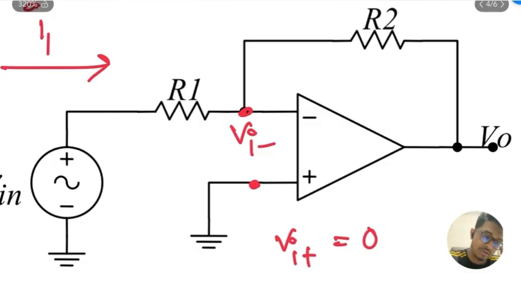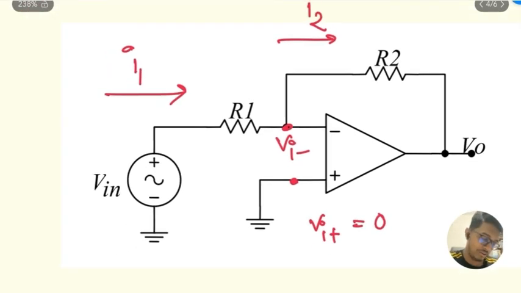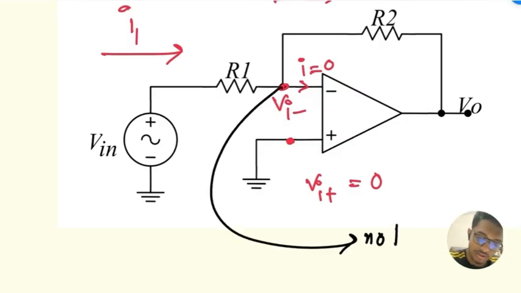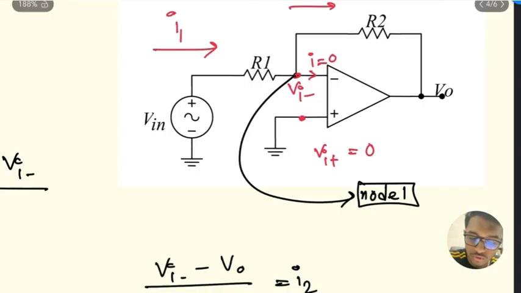Now let's recall another characteristic of an op-amp. The input currents are also 0. So in this branch the current will be 0. So I is equal to 0. So now let's consider this node here. Let's denote it node 1.